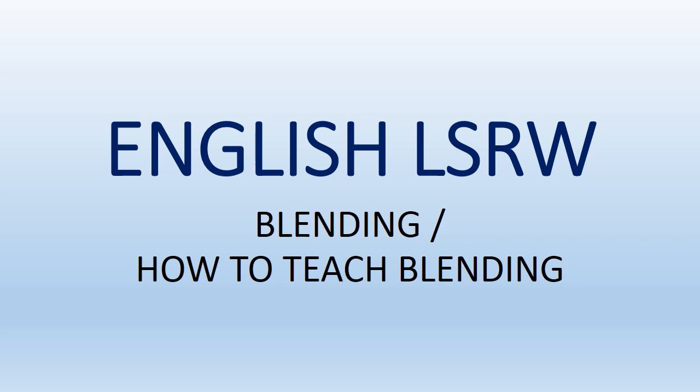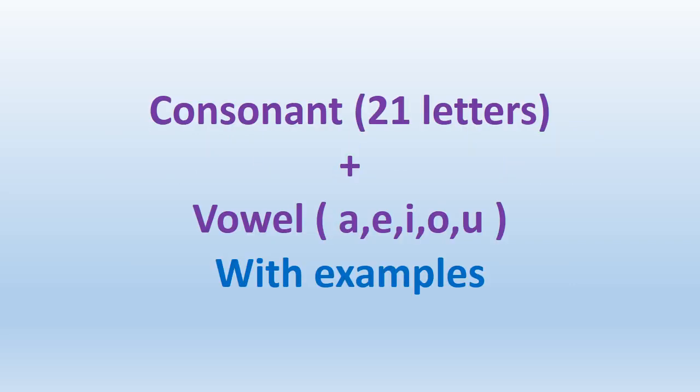In this video, we are going to see how to blend two letters together. That is, we are going to see all the consonant letters, that is 21 consonant letters, and how each is combined with a vowel, that is A, E, I, O, U, with examples. Now, first we are going to see the words that start with B. How B combines with all the vowels.